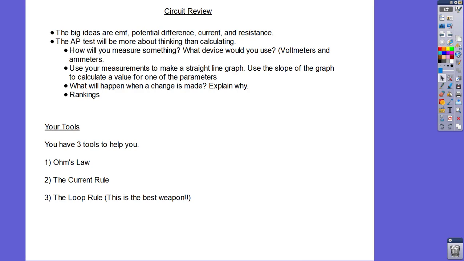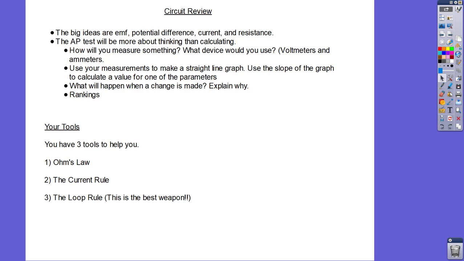but in order to get ready for the AP test, remember it's going to be a lot more about thinking than doing a lot of calculations. So you're not going to get a huge circuit, and they're not going to ask you to find the equivalent resistance of this network of 12 different resistors or things like that. They're going to be relatively simple, but they're often different than the standard thing that you see.